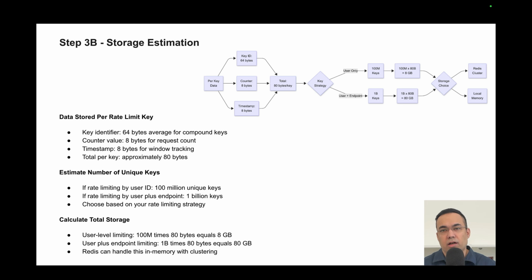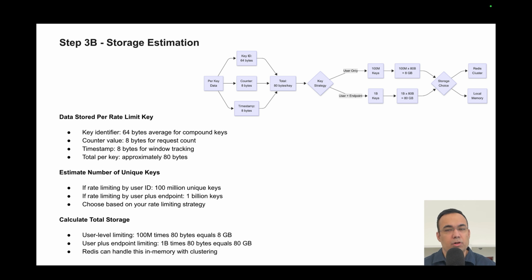We need to understand how much memory our rate limiter will require to store all this traffic data. First, let's calculate the data stored per rate limit key. The key identifier should be about 64 bytes on average for compound keys like user ID plus endpoint. The counter value should be 8 bytes for the request count. The timestamp should be 8 bytes for window tracking. Total per key should be approximately 80 bytes.